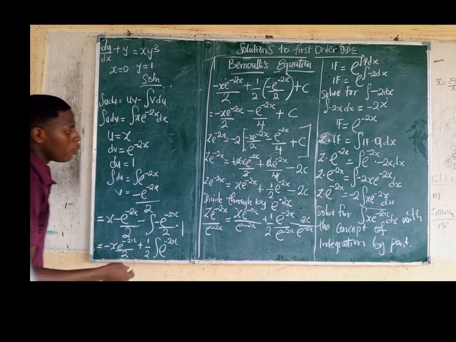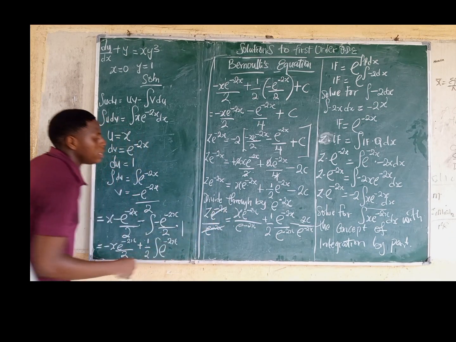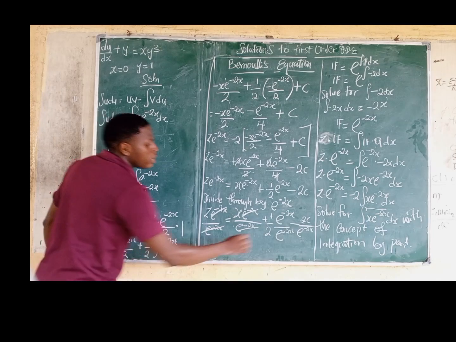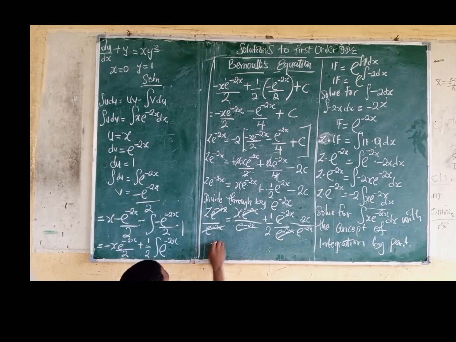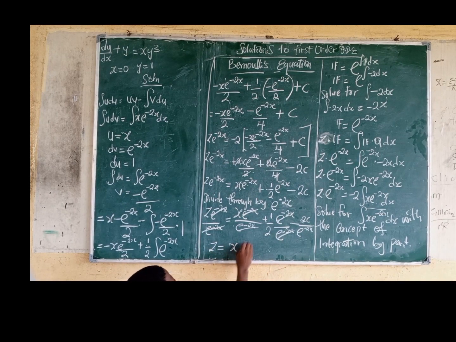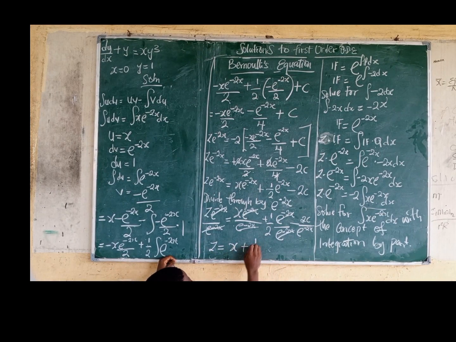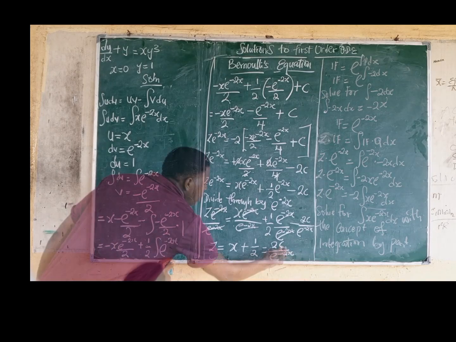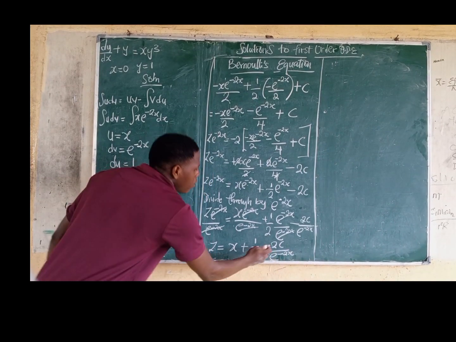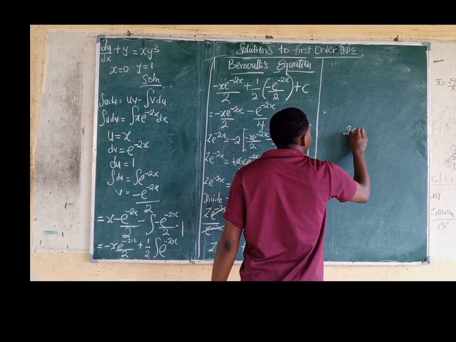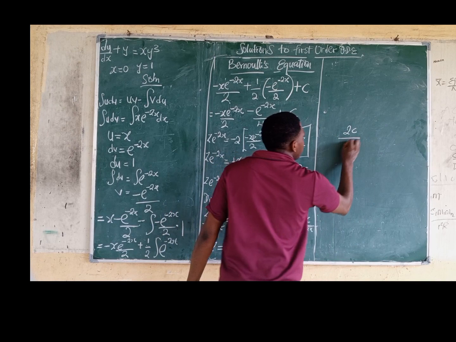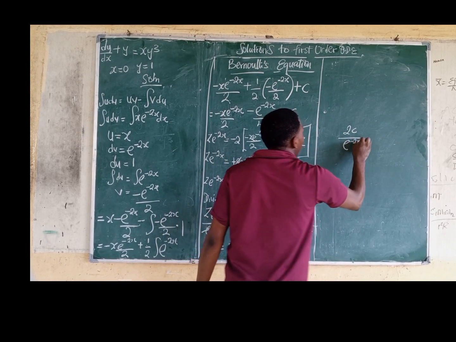We know that this can cancel out this. This is taking care of this, and this is removing this. So you are left with the constant z to be x plus 1 over 2 minus 2c all over exponential minus 2x. You can still simplify what we have here. Now, simplifying what we have here, we have 2c over e minus 2x.